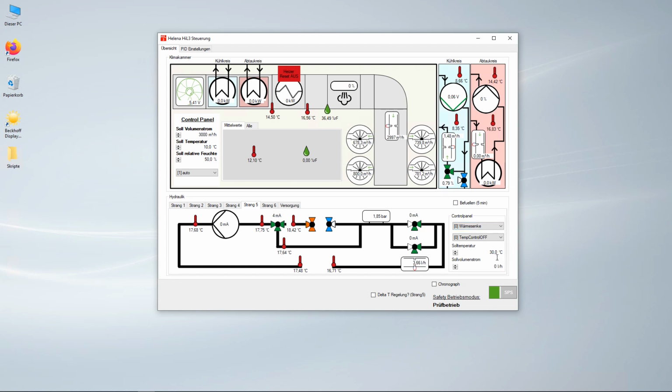Next, we start our hydraulic test bench. We leave the set return temperature at 30 degrees C and set the volume flow rate to 1000 liters per hour. Start the control. And now we can observe on the left that our valves are being opened. Our pump is turned on, and as a consequence, we see the volume flow rate increasing here.